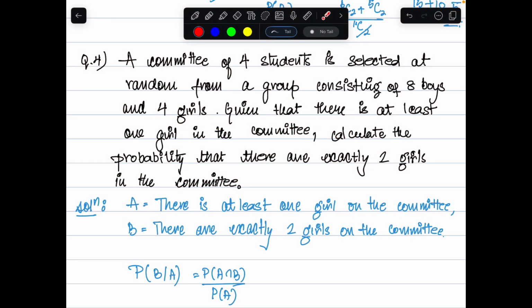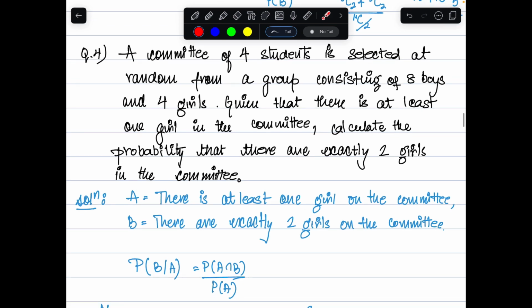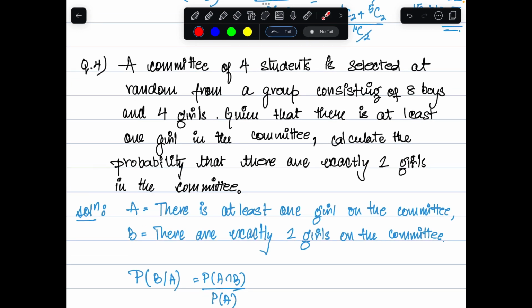Hello students. So let us continue with conditional probability, and then I will be teaching you one very important concept which we tend to miss out. So let us first do one problem.